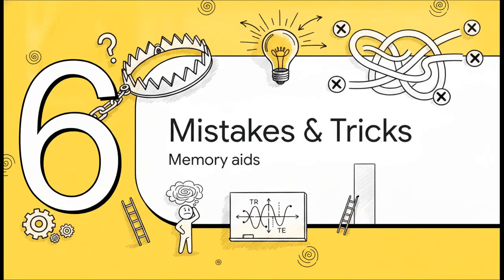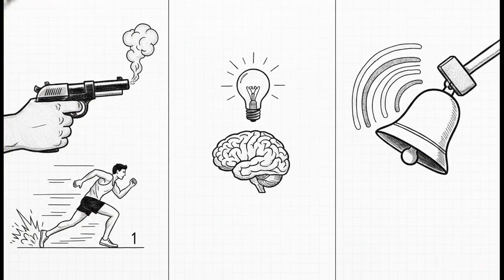Section 6. Common beginner mistakes and memory tricks. Before we wrap up, let's tackle the traps almost every student falls into. First, do not mix up your controls. TR controls T1 weighting, TE controls T2 weighting. Second, please don't try to just memorize short T1, long T2 without knowing why. When you get nervous at the scanner, rote memorization fails. Instead, visualize the runners recovering for TR and the bells fading out for TE.